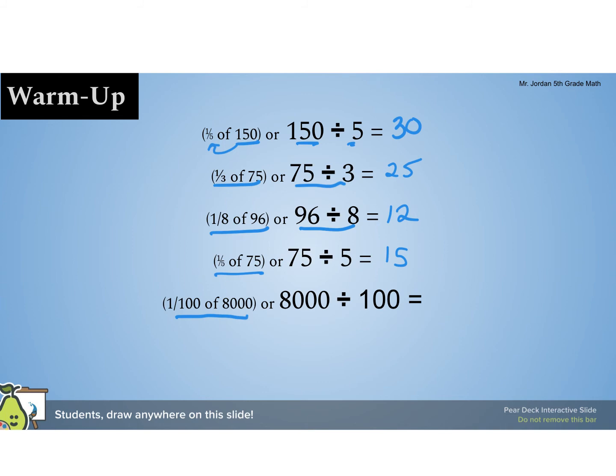1/100th of 8,000 is 8,000 divided by 100, or just 800. No, just 80. That gives me 1, 2, 3 zeros. So make sure you don't make the little mistake that I made and add too many zeros. So it's going to be 80.